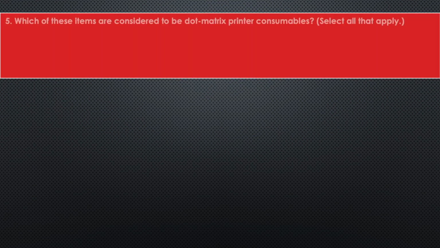5. Which of these items are considered to be dot matrix printer consumables? Select all that apply. A. Drive motor. B. Paper. C. Flywheel. D. Ribbon. Answers: B, D. Both paper and ribbons are considered dot matrix printer consumables.